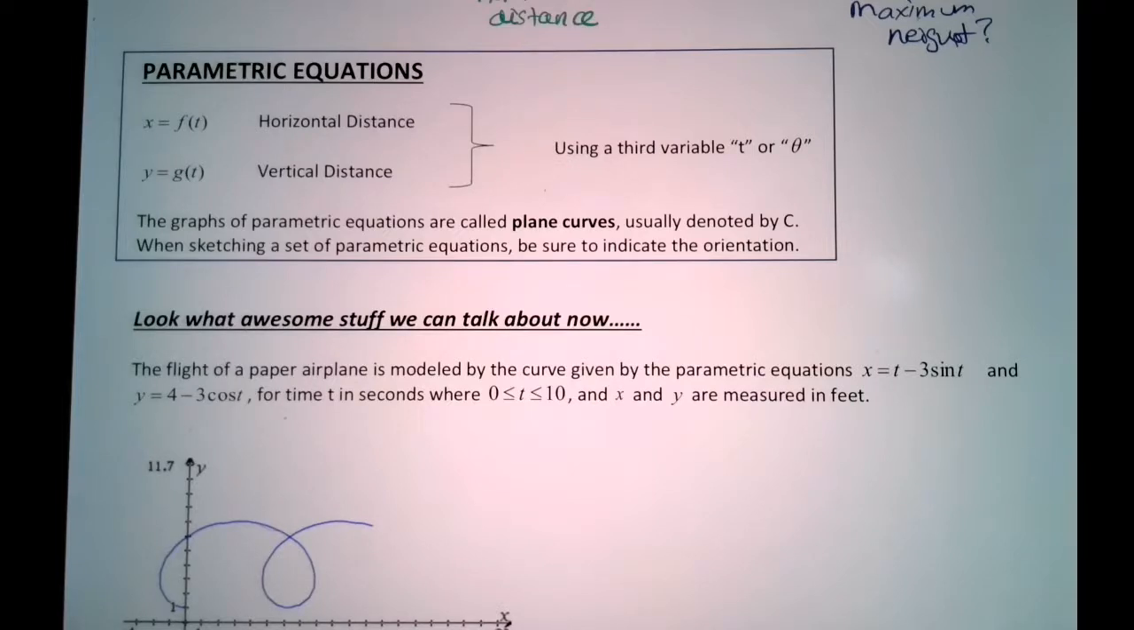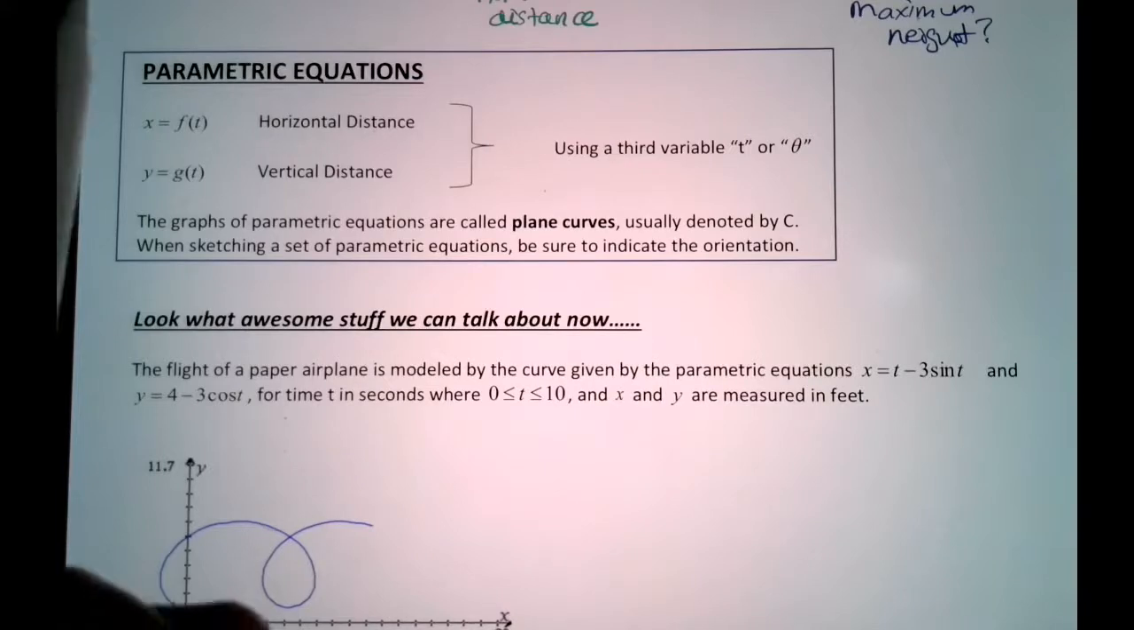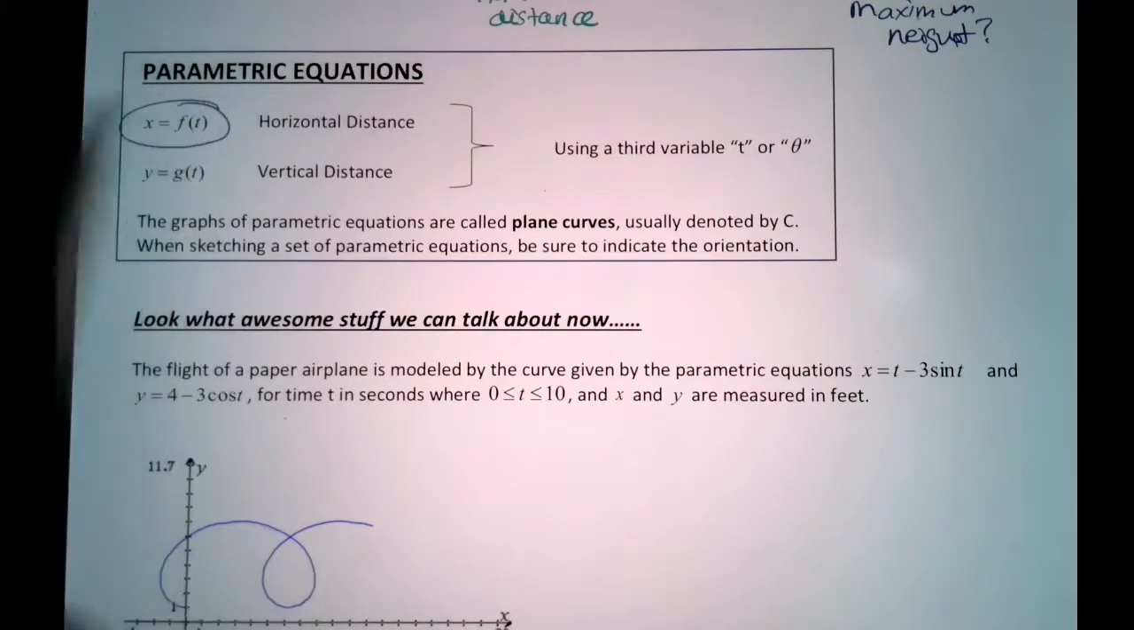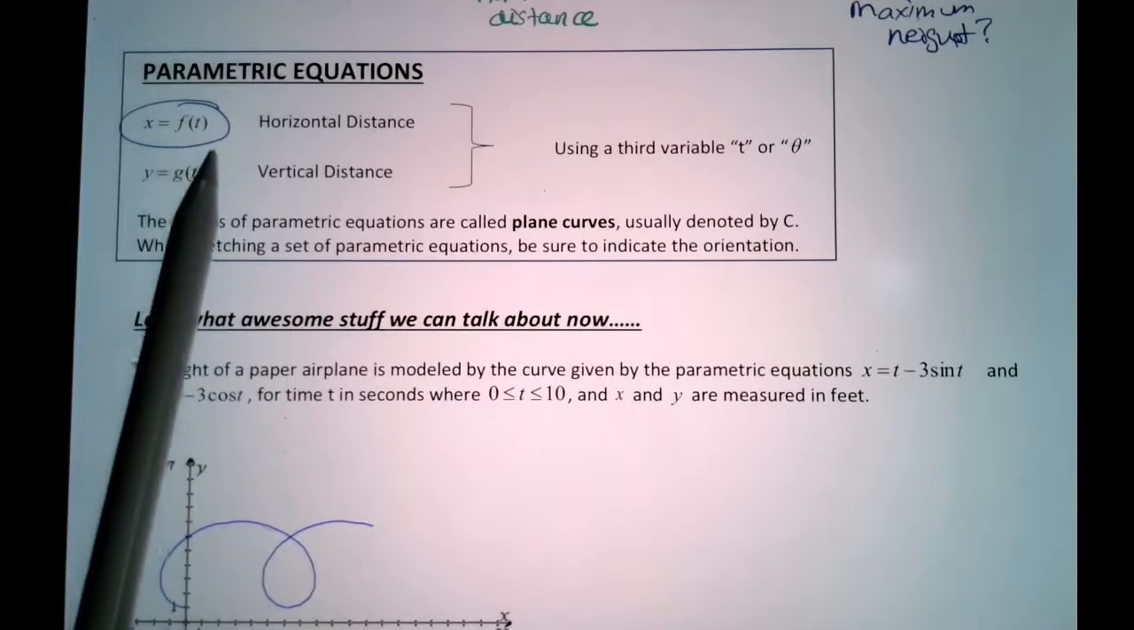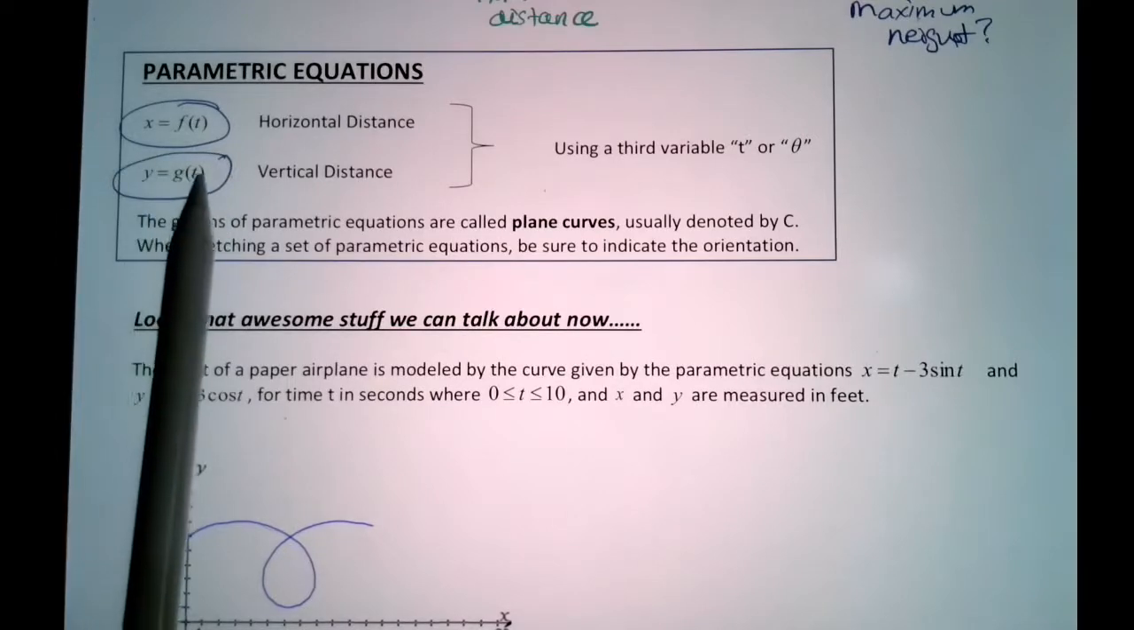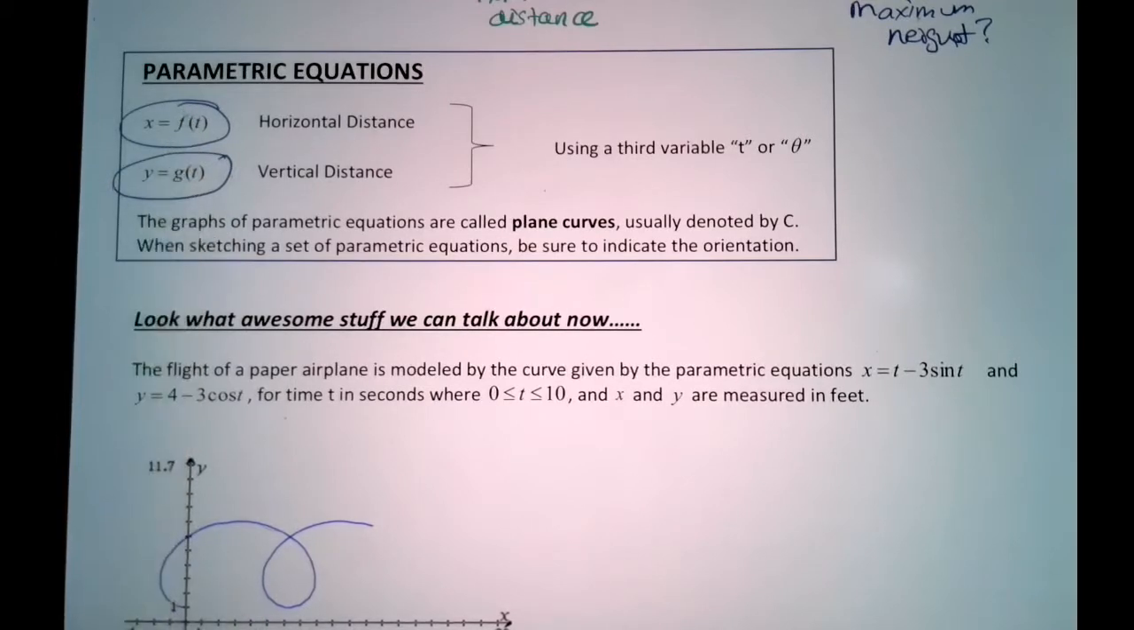So that's what parametric equations do for us. It actually takes the information, and you can have 2 separate equations, one that will evaluate the horizontal distance and one that will evaluate the vertical distance. And independently, these are both functions of time. So you get that extra parameter that you were looking for.